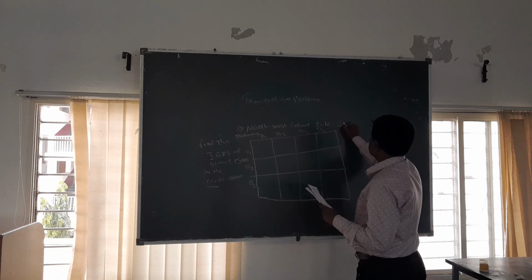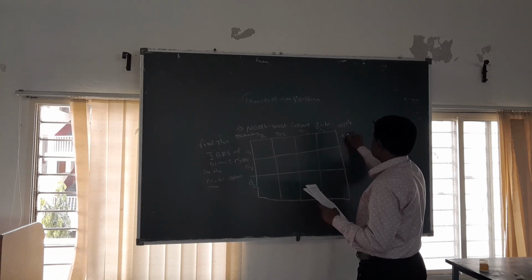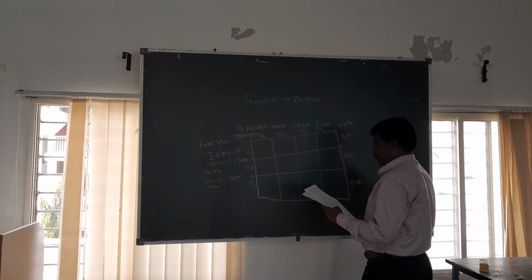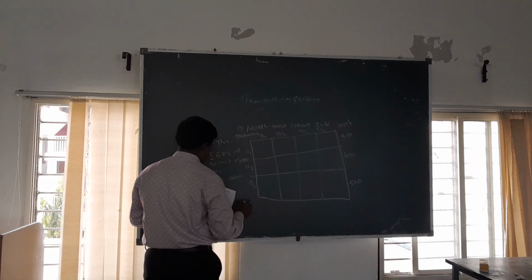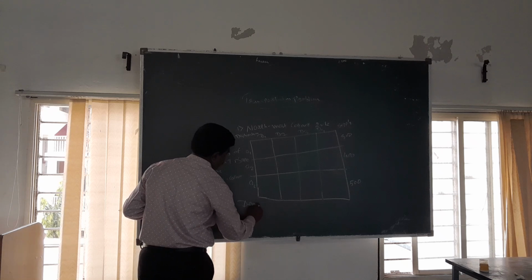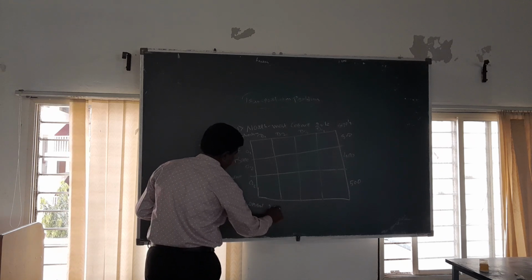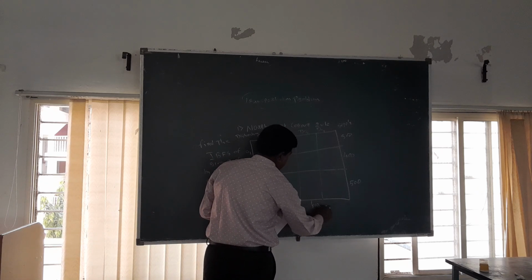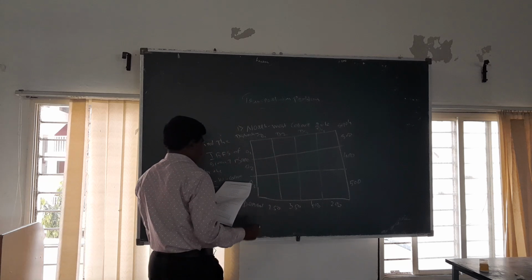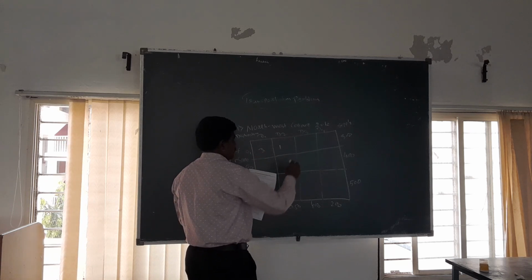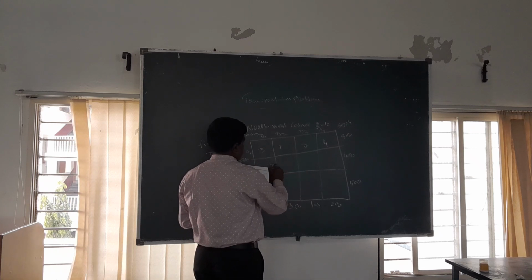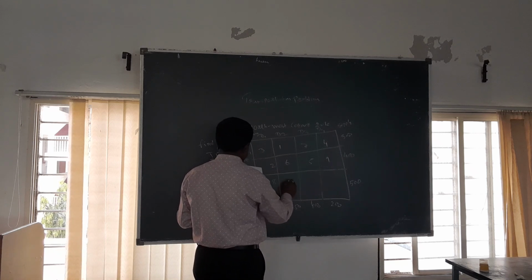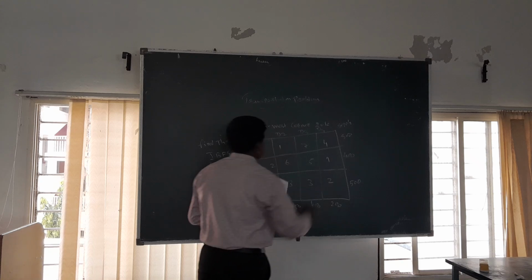And the supply is 300, 400, 500 and the demand is 250, 350, 400 and 200. The costs are 3, 1, 7, 4, 2, 6, 5, 9, 8, 3, 3, 2.